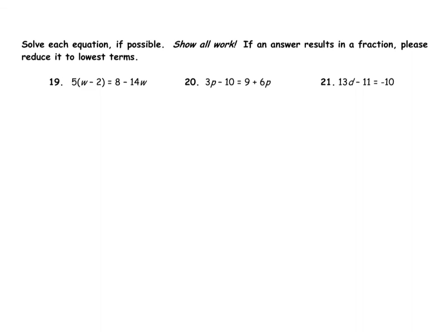For numbers 19, 20, and 21, it's asking us to solve each equation, show all work, and if it's a fraction, reduce it to lowest terms. On the first one, I'm going to start by distributing. 5 times w is 5w. 5 times a negative 2 is negative 10 equals 8 minus 14w. Okay, now I'm going to start by noticing that I've got a variable on both sides of the equal sign. So I'm going to add 14w to both sides.